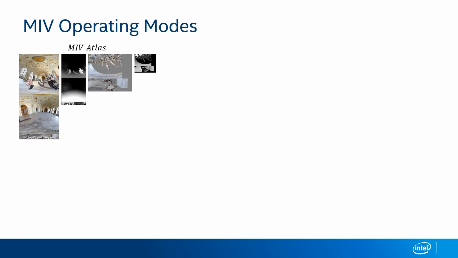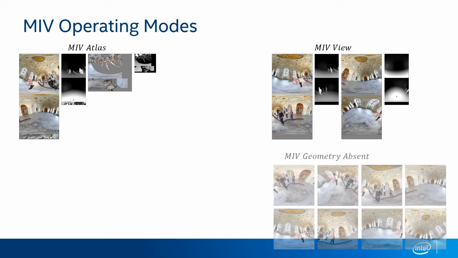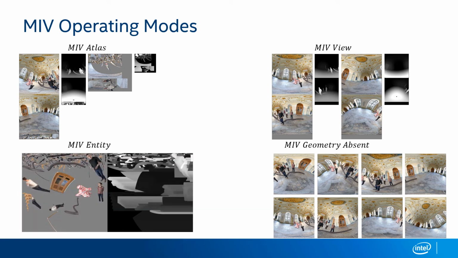Operating modes. MIV has a lot of different operating modes. We talked about the atlases before, where you form these patches and you pack them together. It's also possible to have what's called a MIV view mode, where you have selected a subset of views that you retain in their entirety and you don't form the patches. Another mode we can have is what's called geometry absent, where the depth is no longer required to be signaled, and instead at the decoder side, the depth can be generated.